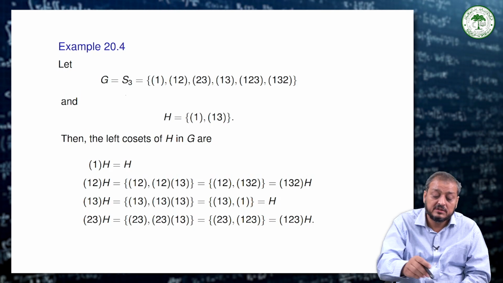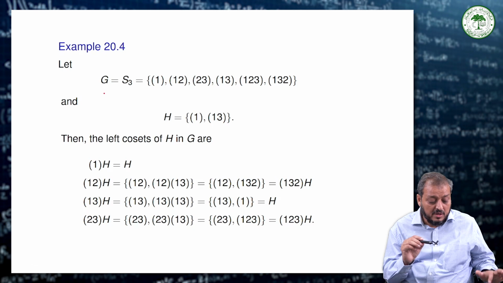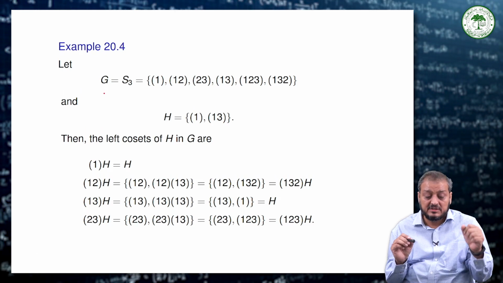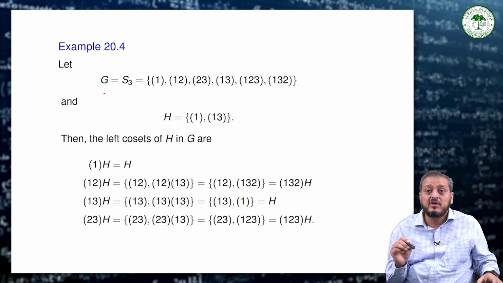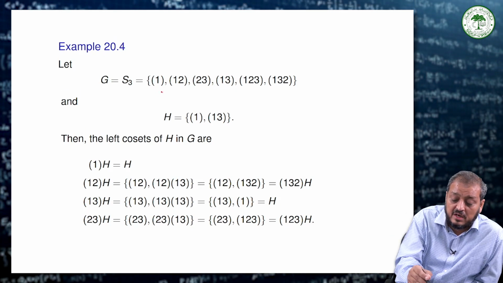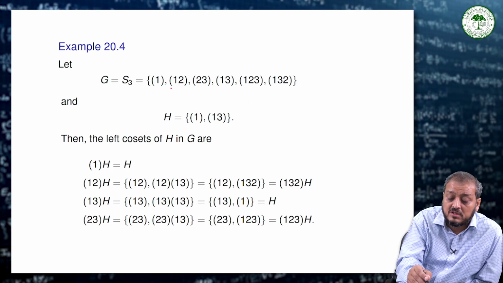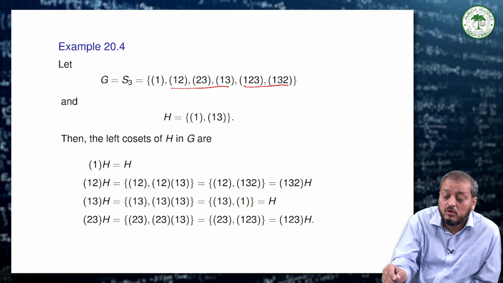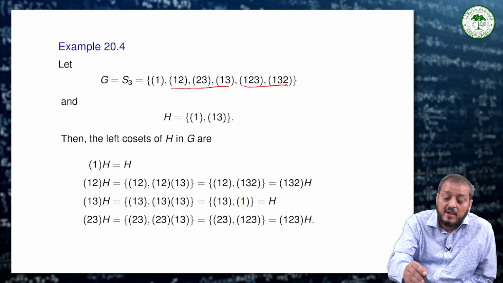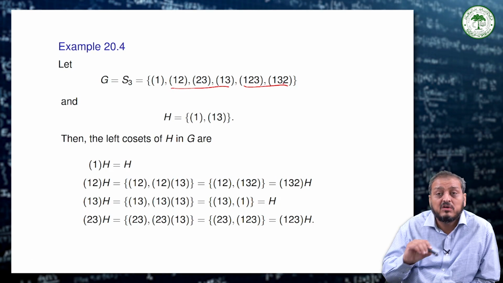Suppose we take another interesting example, S3. We take the elements of S3, which I write in cyclic notation: the identity, then three elements of order 2, and then two elements of order 3. So these are (1 2), (2 3), (1 3), (1 2 3) and (1 3 2).